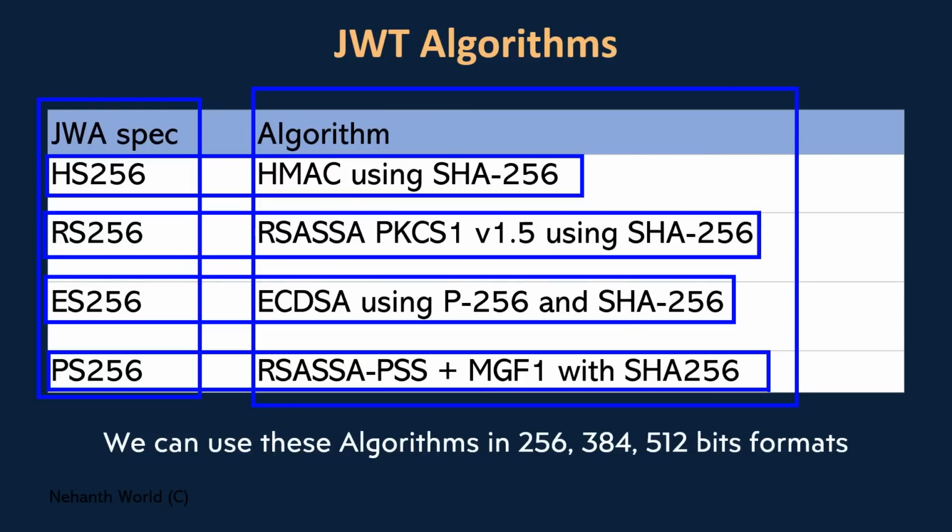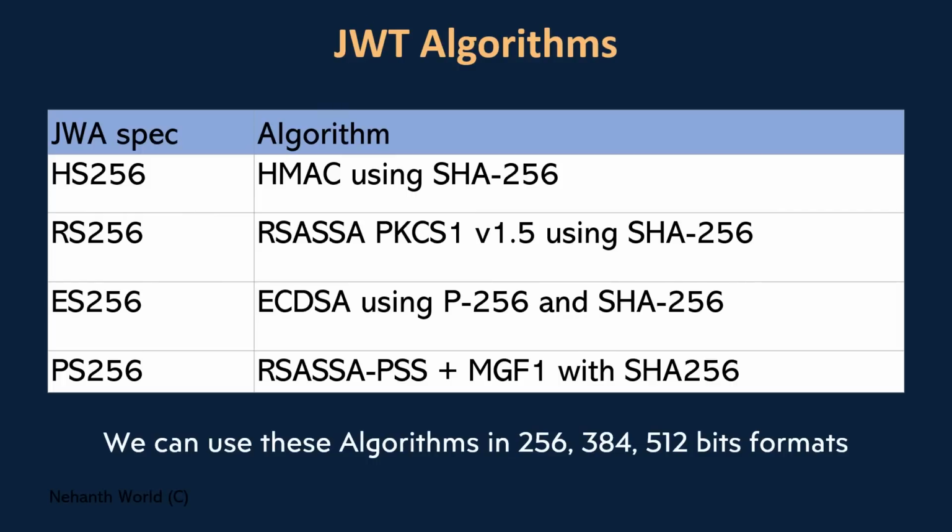So we can use these algorithms in three different formats: 256, 384 and 512. Here you can see this is the bits format, 256. In this place we can use 256, 384 and 512 bit. So we can use all these four algorithms in three different formats, that is, these three bit formats.